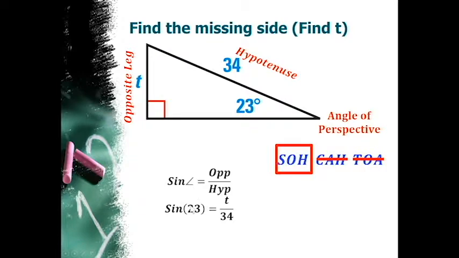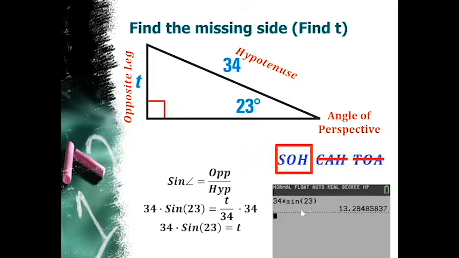My angle value here is 23. My opposite side is t. My hypotenuse is 34. I have the variable in the numerator, so I'm going to multiply both sides by 34 to get the 34s on the right side to cancel out. I have t equal to 34 times the sine of 23. I'm going to grab my calculator and calculate 34 times the sine of 23. We get an answer of 13.285.